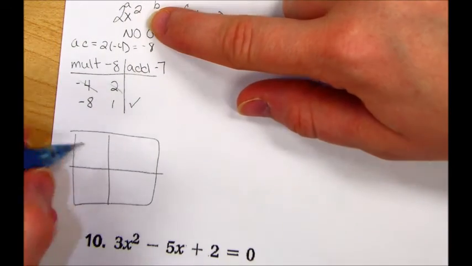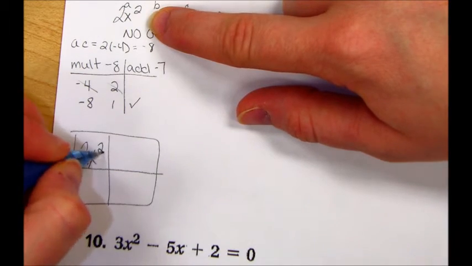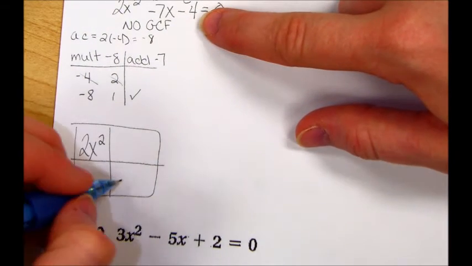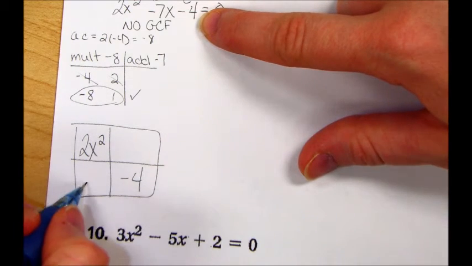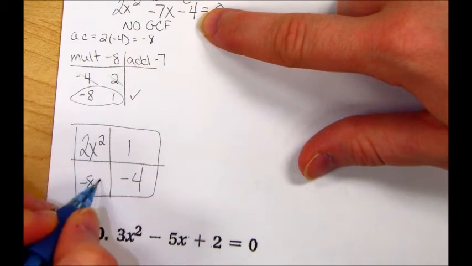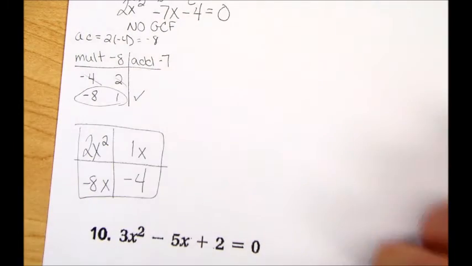Put the first term, 2x squared, here. Put the last term, -4, here. Put these two catty-corner from each other. Each one gets an x, or whatever variable the problem has.